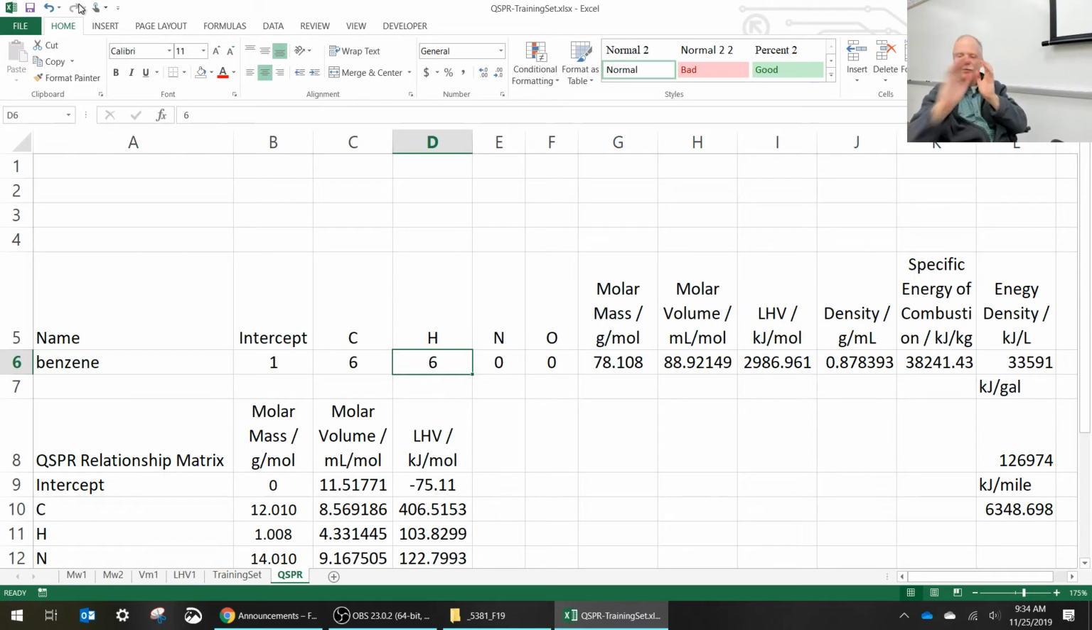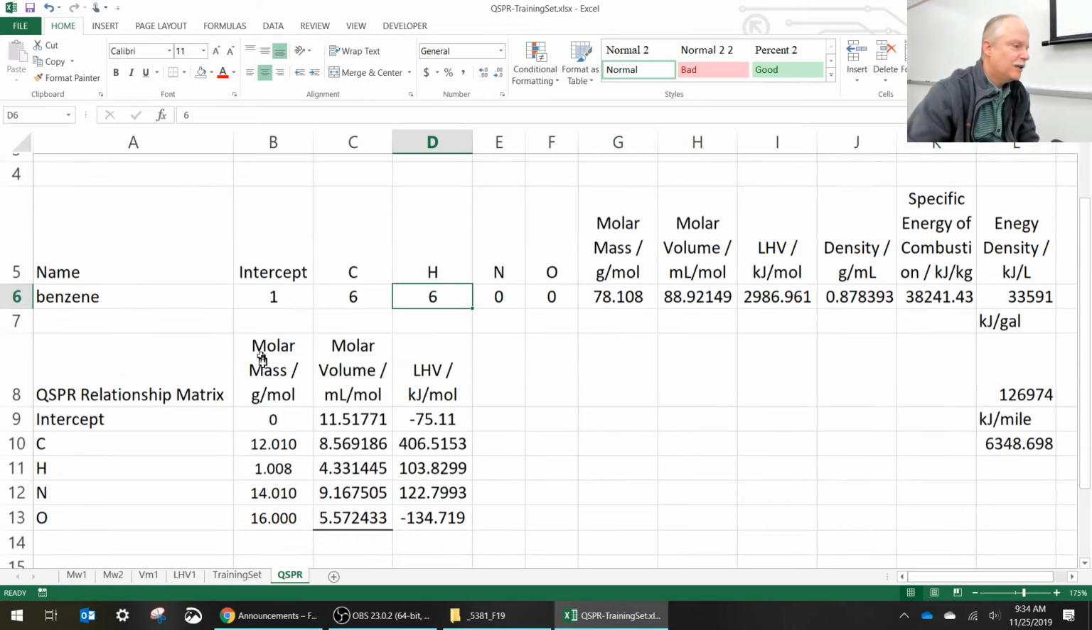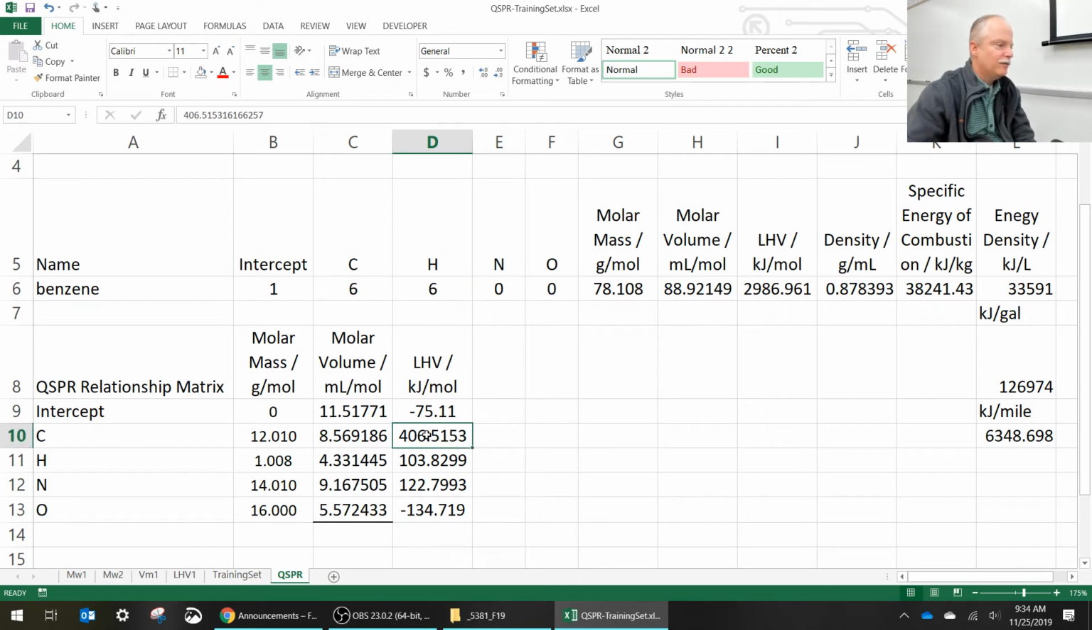Does that make sense from our model? Let's look at our model. We can actually go in and look to see what the coefficient for carbon is. This is kilojoules per mole. For every carbon atom I add to my formula, I get another 400 kilojoules. Every hydrogen I add, I only get 103. And if I add nitrogen, I get 122 using our training set. But oxygen's negative. Every oxygen I add to the molecule, I actually lose energy. It's already partially oxidized.